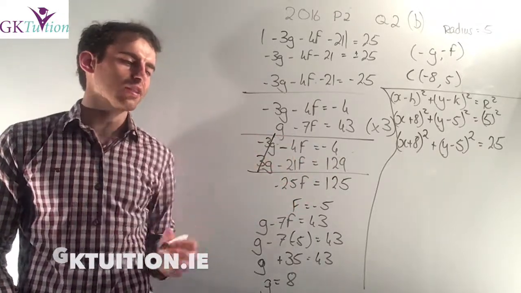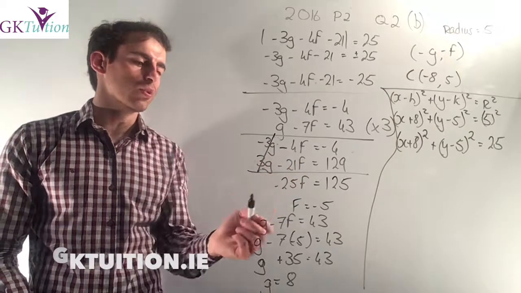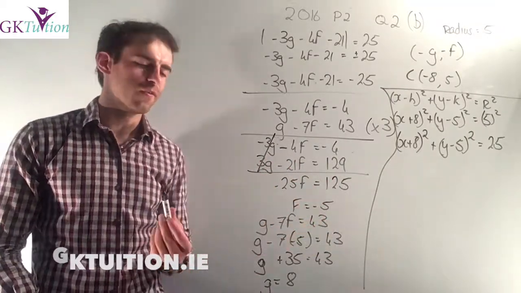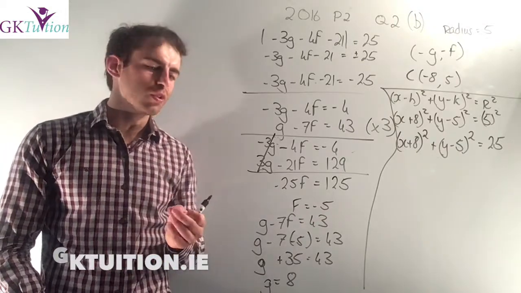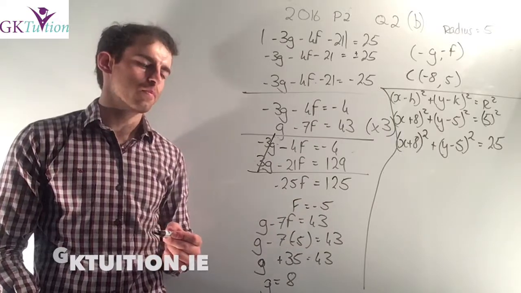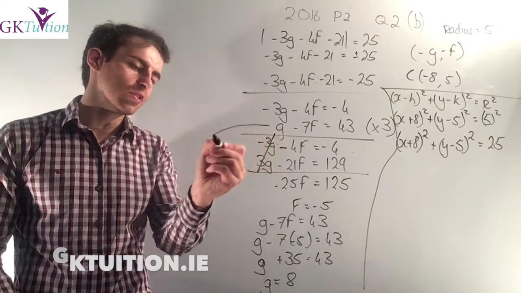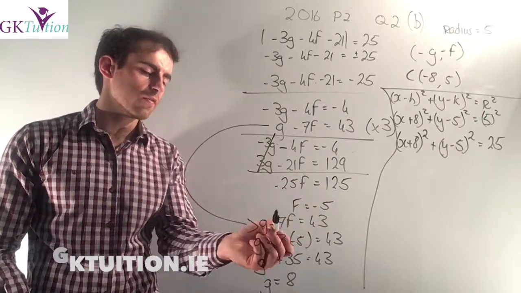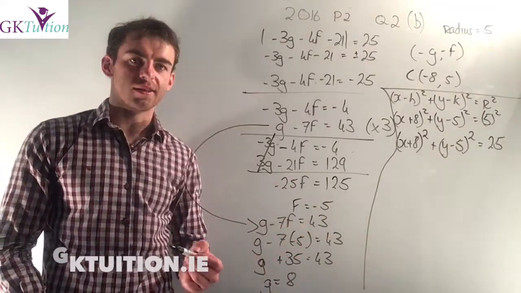And now I can cancel my g's. Minus 4 minus 21 is minus 25. 129 minus 4 is 125. And if I divide both sides by minus 25, I get f is minus 5. I then subbed back into one of my original equations. I subbed in that f was minus 5, and I worked out that g was equal to 8.